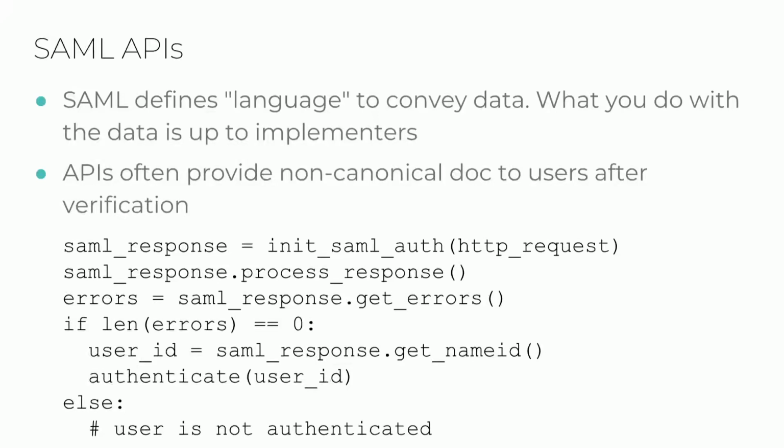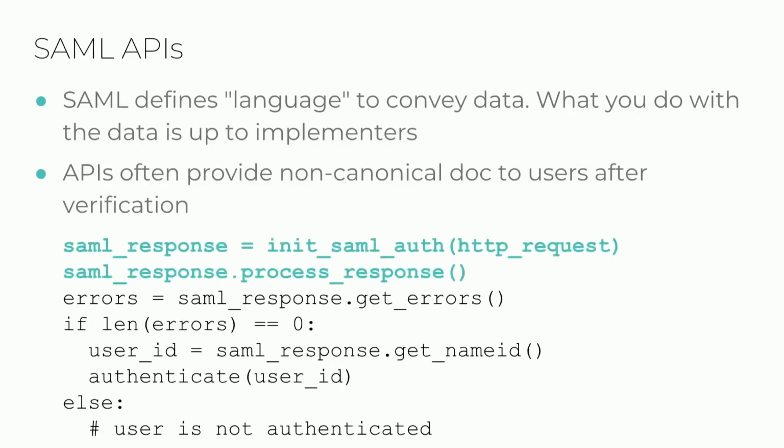On top of that, SAML is really just a language that conveys data. It's still up to the SP, the implementer of the SP, to decide what needs to be done with that data. And so we can see in this code snippet here how you could use the Python SAML API to build a very simple SAML SP.